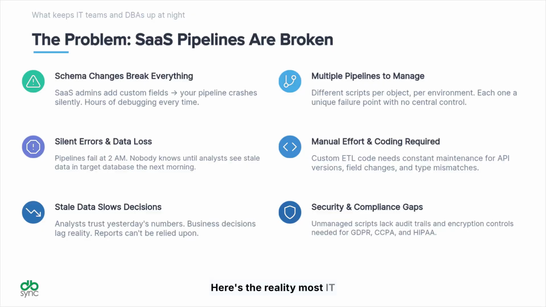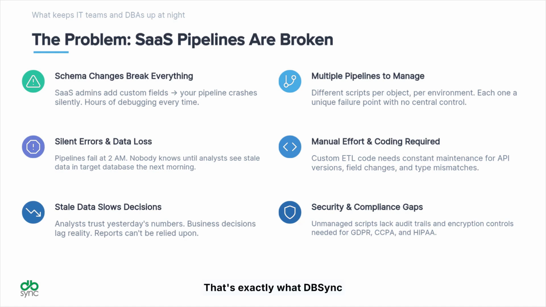Here's the reality most IT teams are living with. A SaaS admin adds a new custom field, and your pipeline breaks silently overnight. By morning, analysts are staring at stale data, and nobody knows why. On top of that, you've got multiple scripts, one per object, each written differently, each a unique point of failure. No alerts, no guardrails, no automatic recovery. And underneath it all, a compliance risk from unmanaged scripts with no audit trails and no encryption.